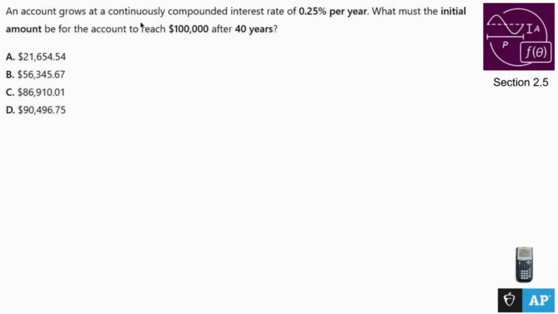An account grows at a continuously compounded interest rate of 0.25% per year. What must the initial amount be for the account to reach $100,000 after 40 years?